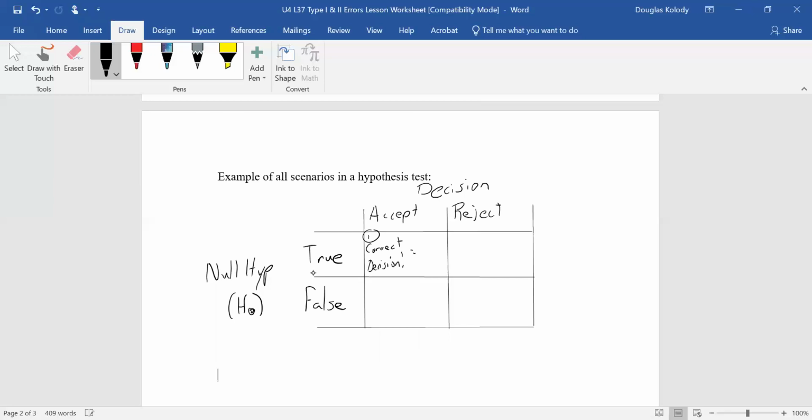And the probability of that happening is 1 minus alpha. Wait a second, we've seen 1 minus alpha before. Yeah, it's the big unshaded region in the center of all our confidence intervals, right?